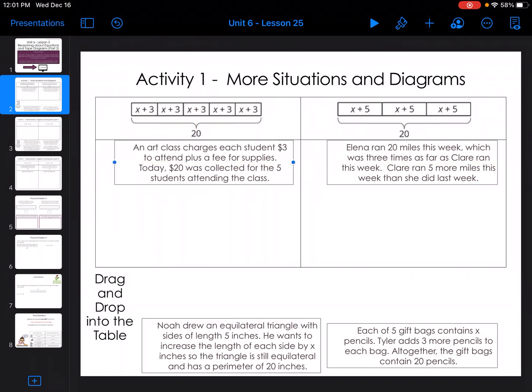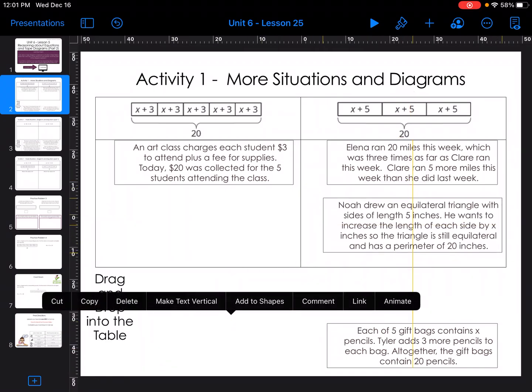Noah drew an equilateral triangle. Okay, equilateral triangle. I'm seeing a triangle, 3 sides. So I'm thinking it's going to be the one on the right. It says with a side length of x inches, and he wants to increase each side by 5 so that the triangle is still equilateral and has a perimeter of 20. That's 3 groups of x plus 5.